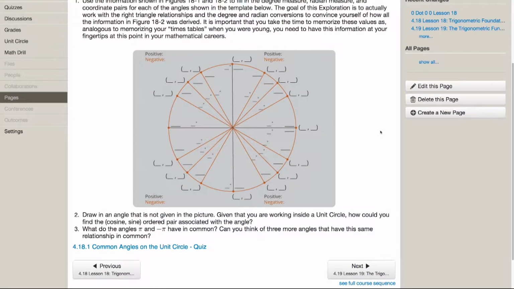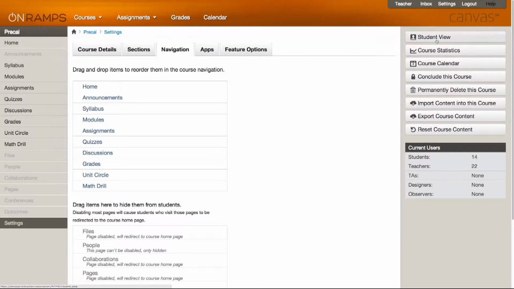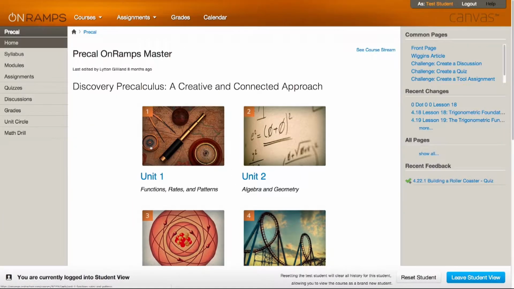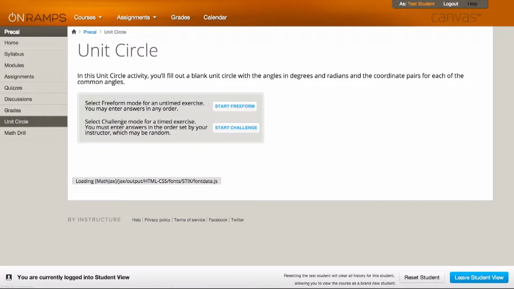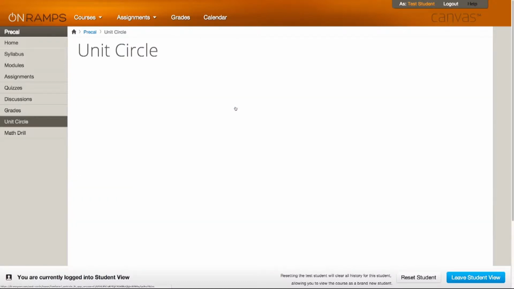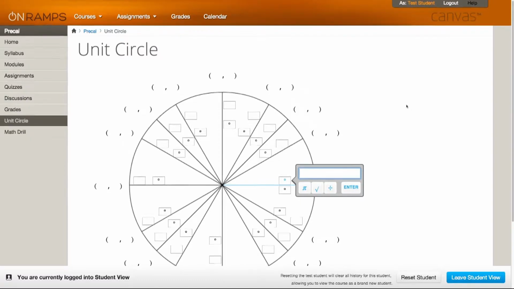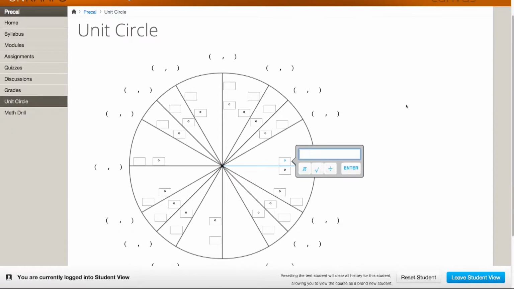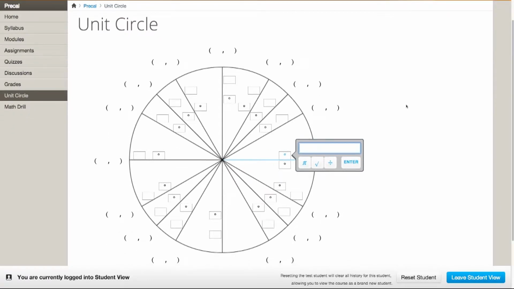OnRamps developed a learning tool to provide students with practice and assess their understanding of components of the unit circle. In Student View, the students can choose between Freeform or Challenge. Freeform allows students to practice and get immediate feedback on their work. The students fill in each angle as degrees and then as radians, and then the x and y coordinate.